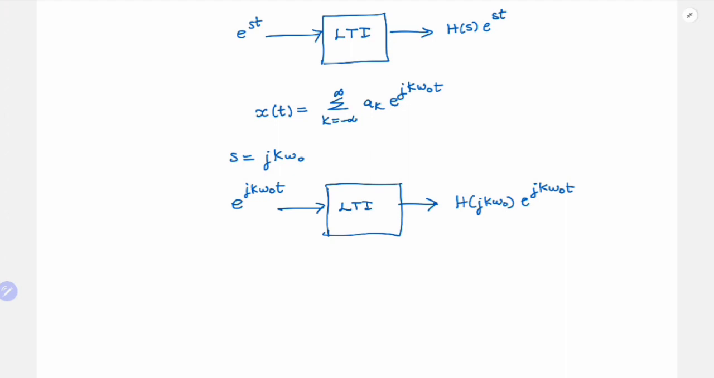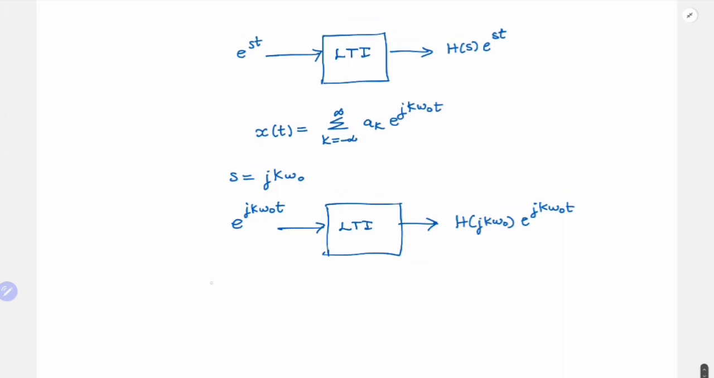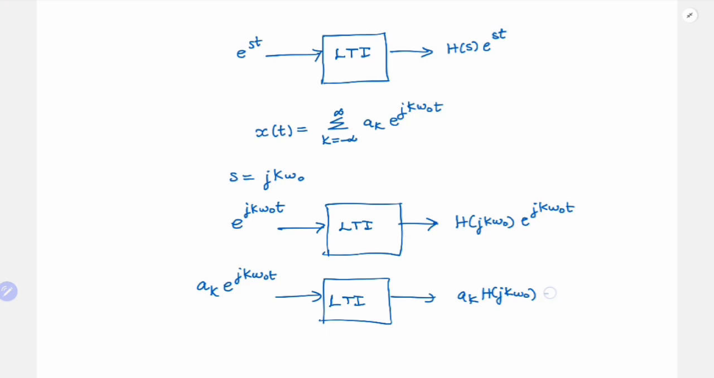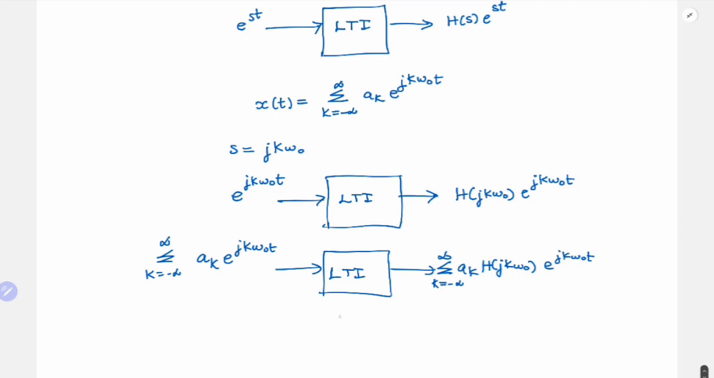So since this is a linear system, even if we pass some ak e power jk omega naught t, then we'll get ak here, h of jk omega naught e power jk omega naught t. And if you also sum this up, we'll also get the summation term here because of the fact that it is linear.